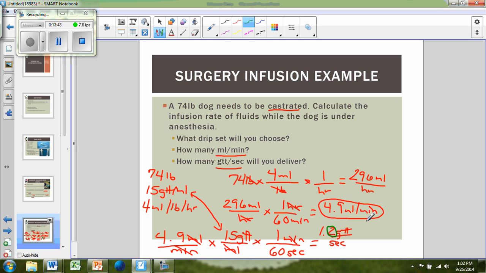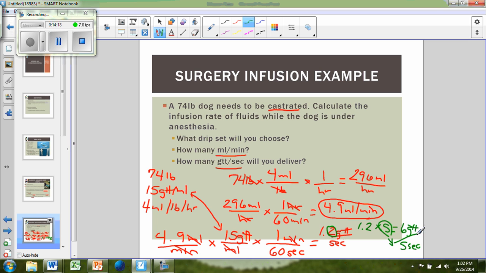So what I'll do is I take 1.2 times 5, and 1.2 times 5 gives me 6. 6 is a whole number. So what I have is 6 drops in 5 seconds. And I got this 5 seconds from the number that I multiplied by.